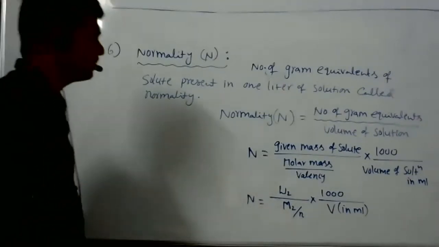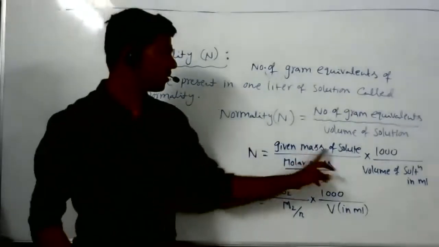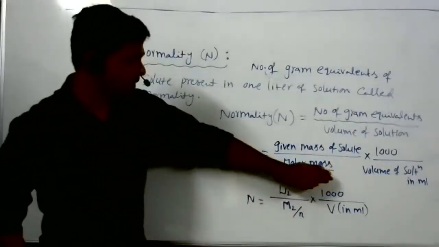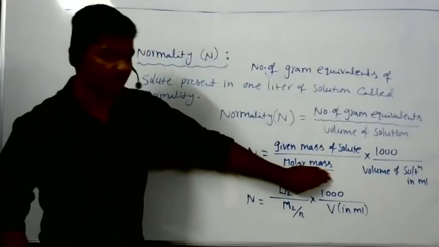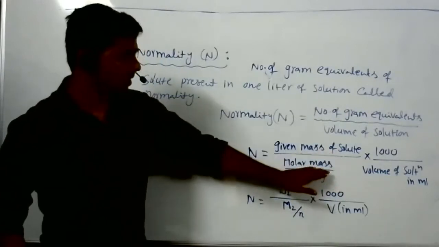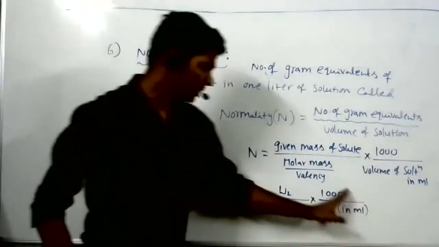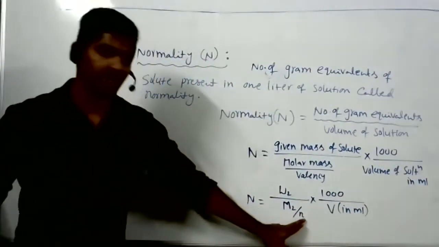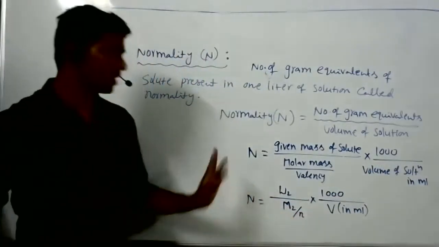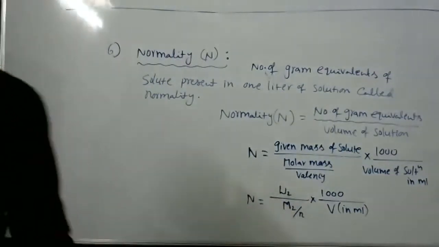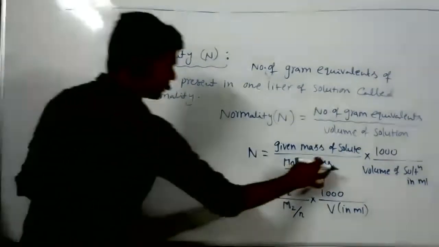If you see the molarity formula, we are just writing given mass of solute divided by molar mass. We don't use this valency term. We don't use given mass of solute by molar mass, 1000 by volume of solution. Until here only we are using. We don't use N. If we use N, that becomes normality. So now see how to calculate this term.